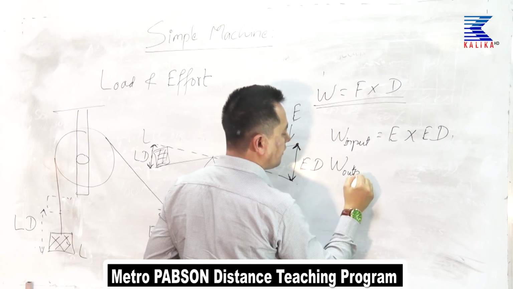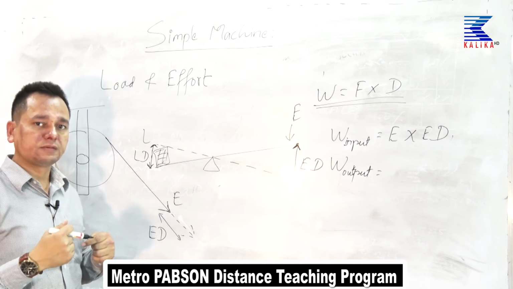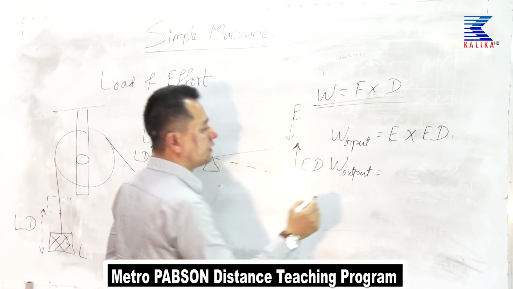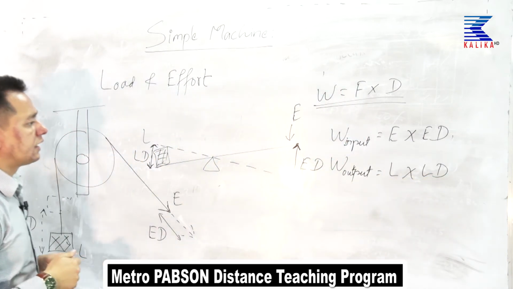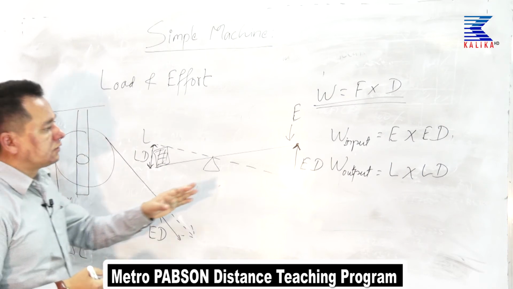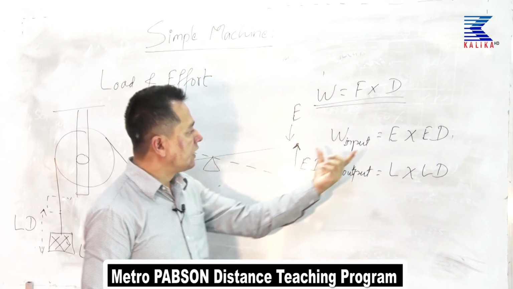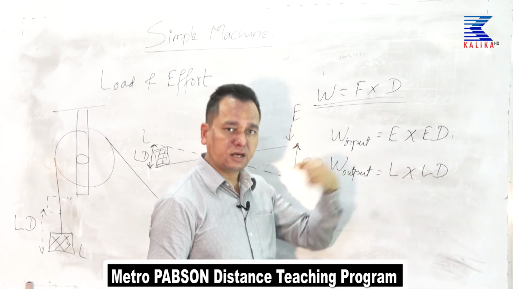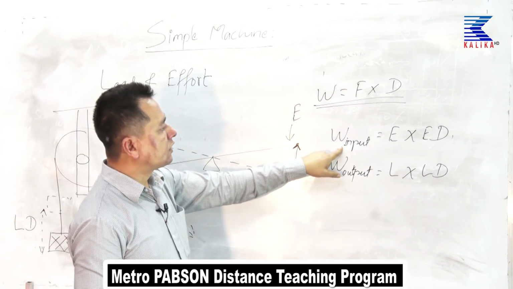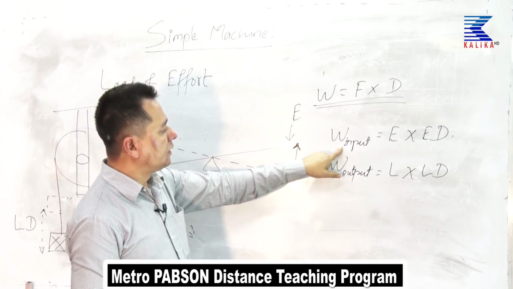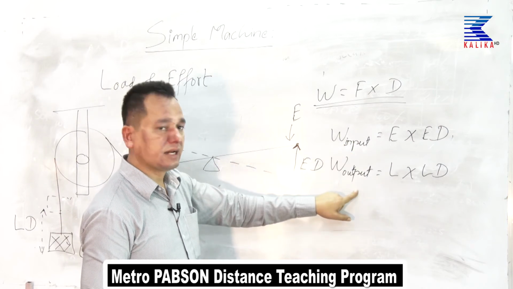Output. The result that we get, the work that we get, or the work done by the machine, that is load and load distance. Load and load distance is the work done by the machine for us. And this one is the work done by us to the machine. So input work is the work done to the machine. Output work is done by the machine.